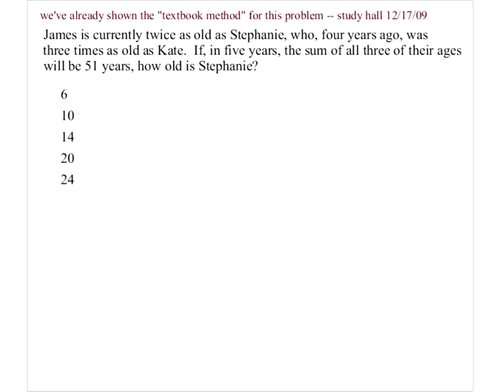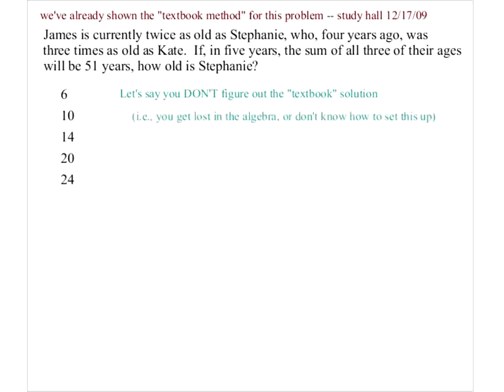But let's say you're solving this problem. Let's say you don't figure out the textbook method, i.e. the algebra is just confusing you. You get lost in the algebra or don't know how to set this up. Again, we're not going to talk about the algebra today because that was already done in the 12/17 session, and today's focus is techniques that you can use to solve these if you don't know how to use the algebra.